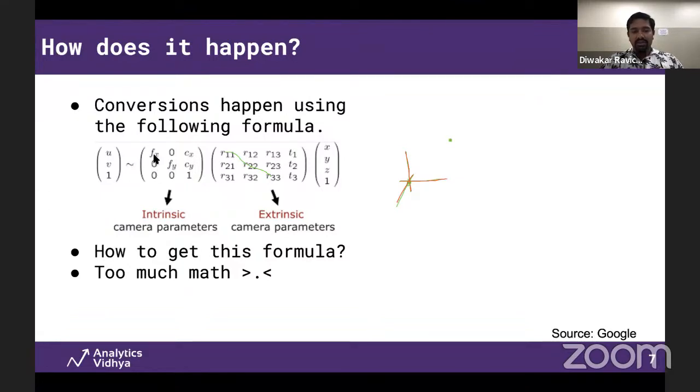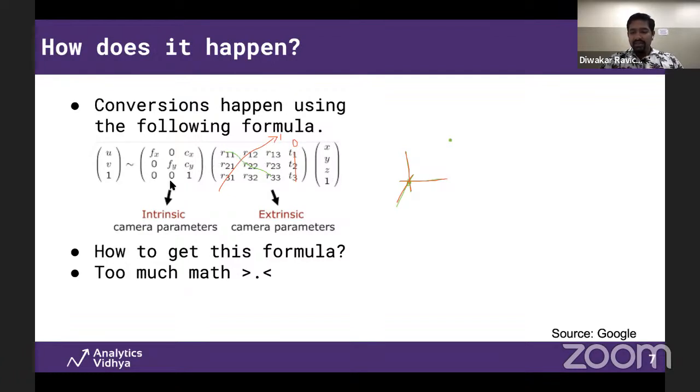But when you look at this and multiply this entire thing, if you assume that this is identity, this basically goes to 1 and these basically go to 0, you get fx into x plus cx into z.